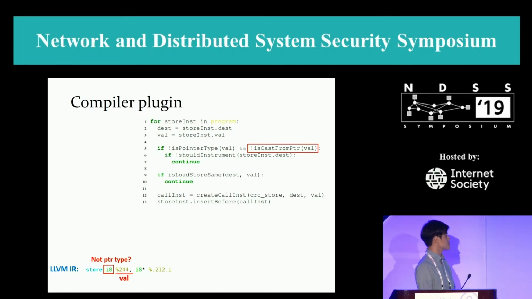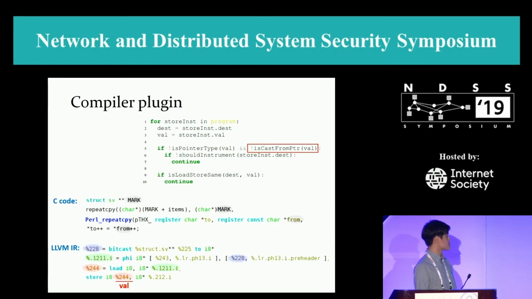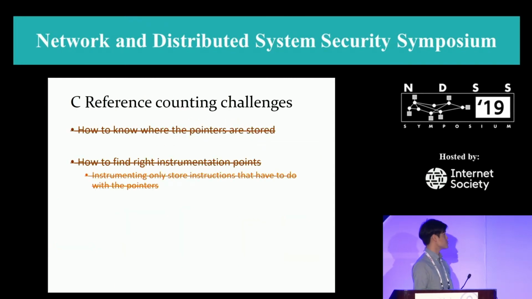So in this store instruction, we see that the value is the i8 type, which is not a pointer type. But if we perform some kind of analysis, we find this bitcast instruction, which casts the struct SV double pointer to i8 pointer. So what it's doing is performing a memcpy-like operation, which copies the pointers from the source region to the destination region. So we also need to instrument this instruction. So we do this kind of algorithm to find the right instrumentation points.